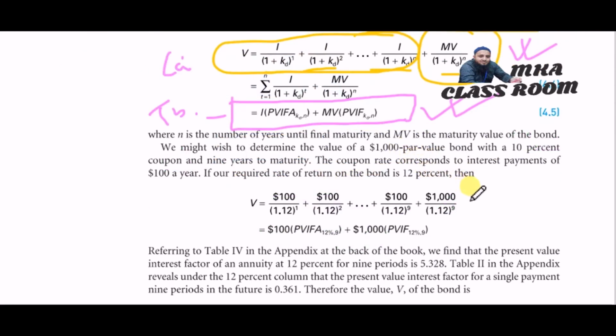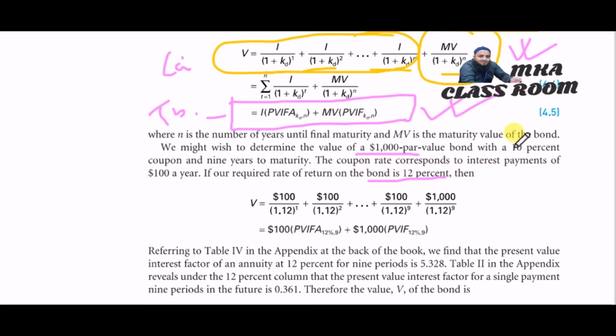Here is an example. We might wish to determine the value of a 1000 par value bond with a 10% coupon and 9 years to maturity. That means this bond still has a period of 9 years to maturity. The coupon rate corresponds to interest payments of 100, and our required rate of return is 12%.